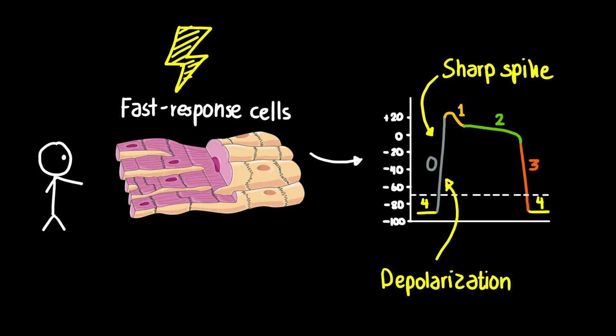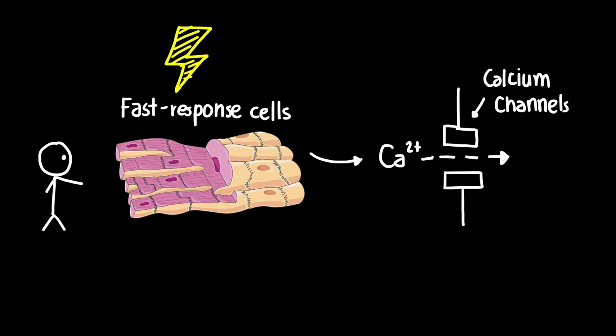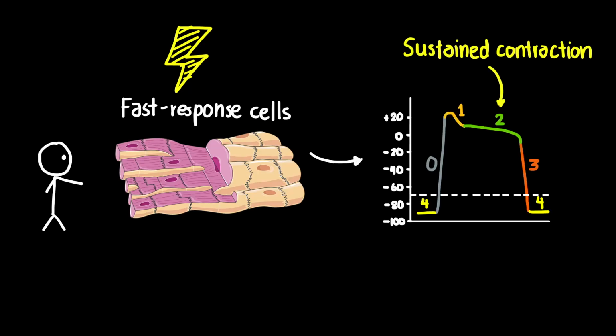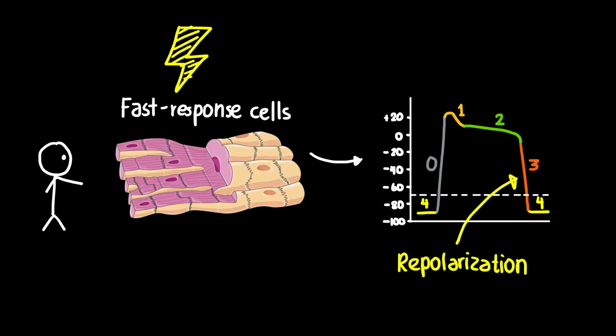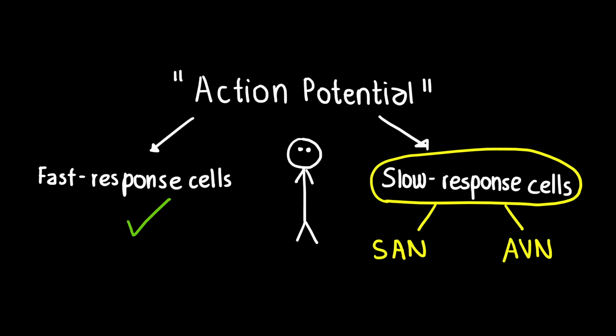Then, over time, calcium channels open, calcium flows in slowly, sustaining the contracted state. This is called a plateau, a prolonged period where the cell stays activated. Finally, potassium flows out of the cell. The cell returns to its resting state and repolarization is completed. So this is it for the fast response cells.